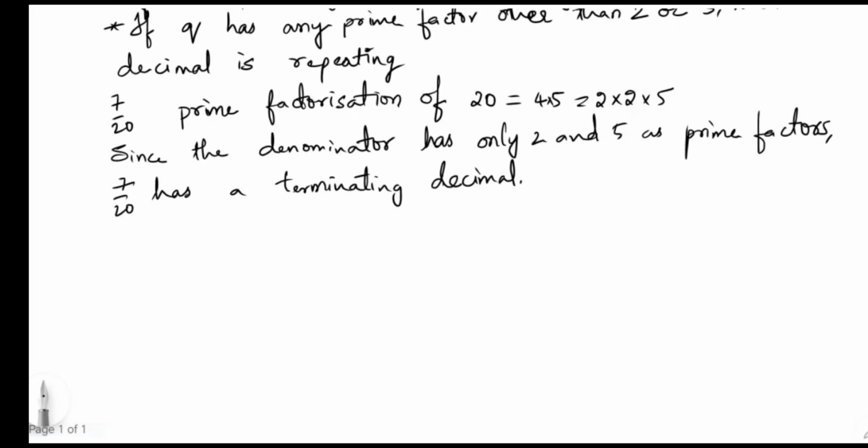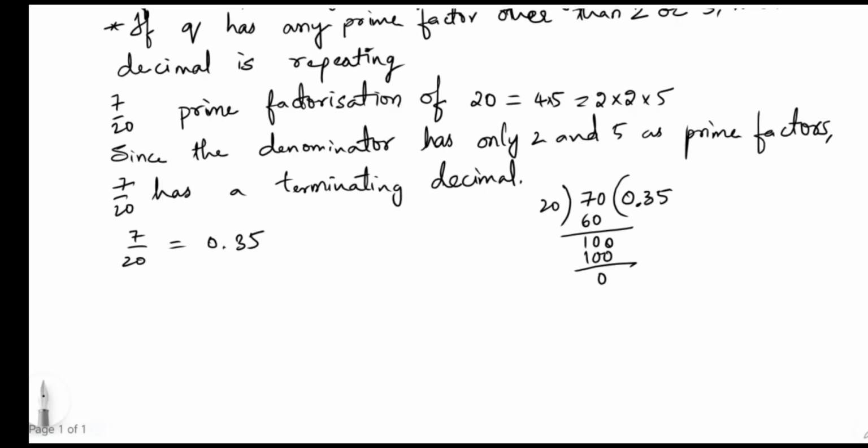Now, to convert this, we know that 7 by 20, we need to write down the actual decimal form. So we can divide, as they said, to divide this. So we got 0.35.